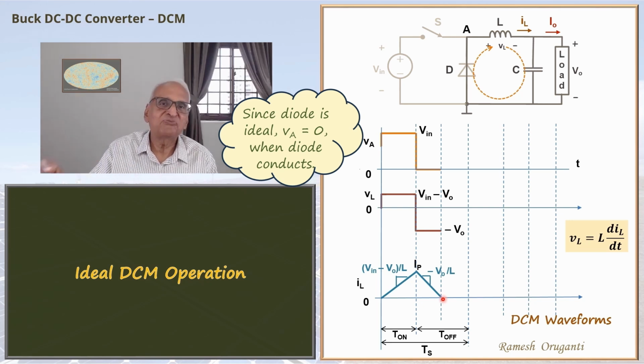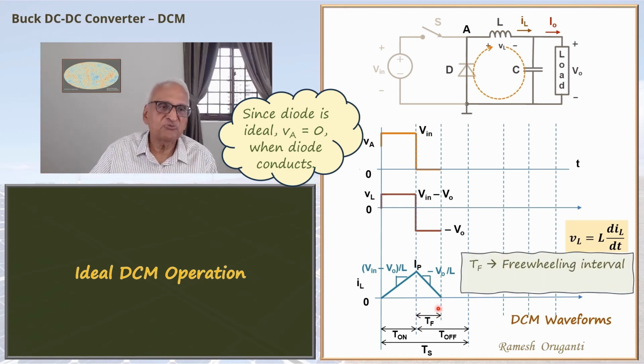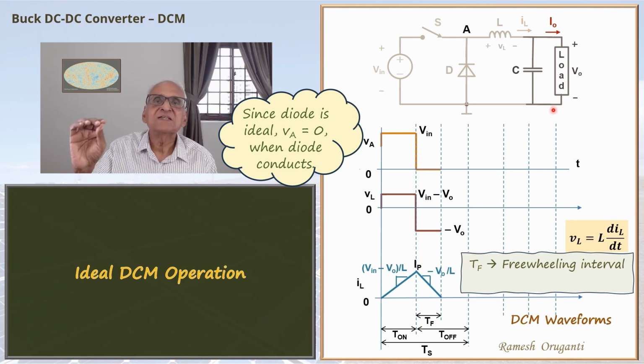Interval TF is the freewheeling interval, which is different from T-off in this case. Once the current hits 0, it stays at 0. The switch is off, the diode has also stopped conducting. So the only thing that stays alive in this circuit is the capacitor and the load. The capacitor feeds the load. So the capacitor sustains the output voltage V0. I will plot the waveforms here and then I'll explain.